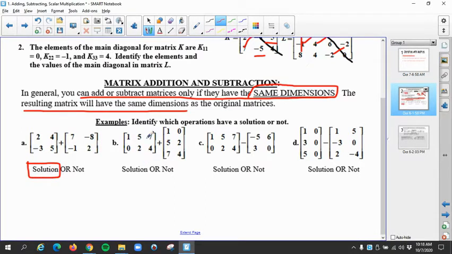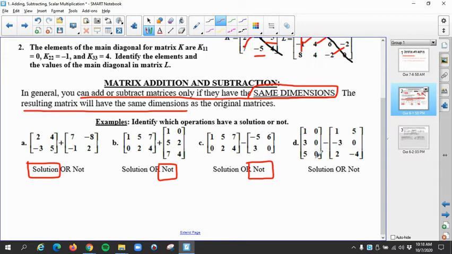Letter B, this has 2 rows and 3 columns. This has 3 rows and 2 columns. Not the same dimensions. You cannot add those together. Letter C, this has 2 rows, 3 columns. This is 2 rows, 2 columns. Not the same dimensions. You cannot subtract them. Same rule as adding.